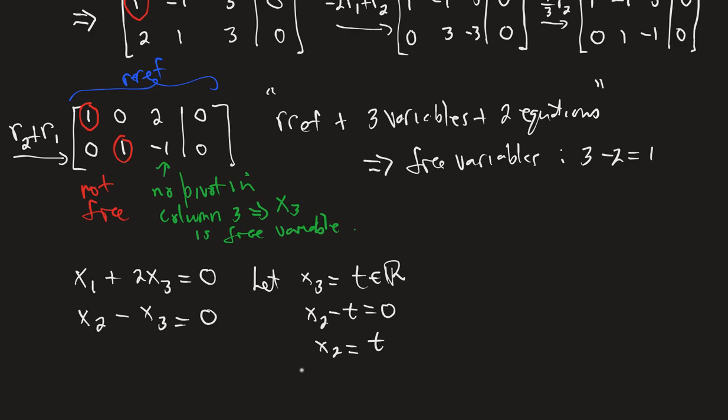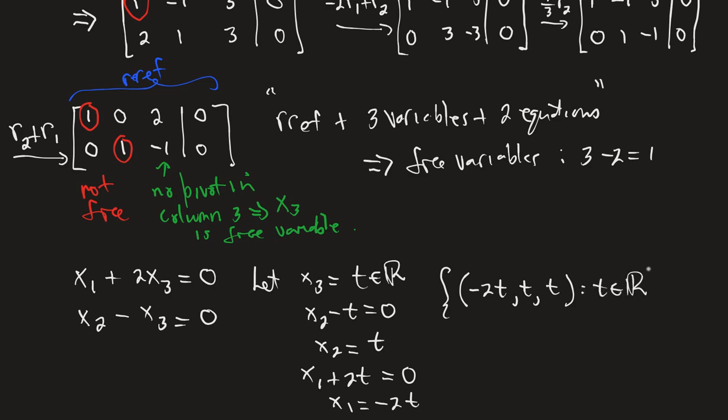And then the first equation tells us that x1 plus 2t has to be equal to 0. So x1 is negative 2t. So putting it all together, here is our parametric solution set written as an ordered triple. So x1 is negative 2t, x2 is equal to t, x3 is equal to t, and we know that t can be any real number.